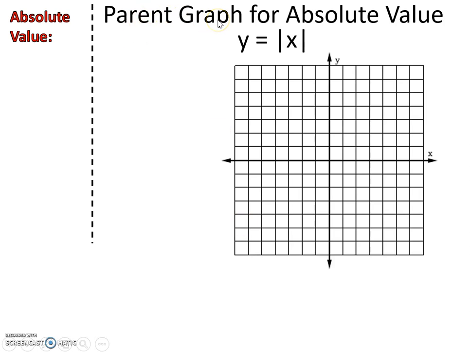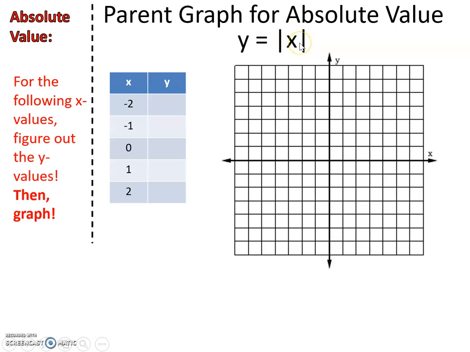Next one we're going to do is the parent graph for an absolute value, which is y equals the absolute value of x. Same thing, we're going to use a table, and let's just go ahead and plug in some input values for x. If I plug in -2, I must take the absolute value of that. The absolute value of -2 is +2, so therefore y equals +2. When I plug in -1, it gives me an absolute value of +1, right? The absolute value of -1 is +1, therefore y equals 1. 0, well, that's just 0.